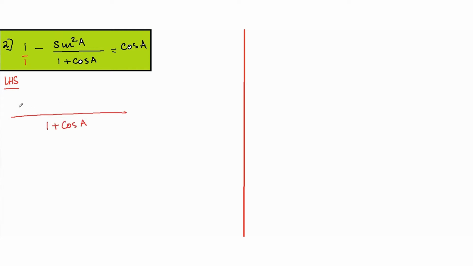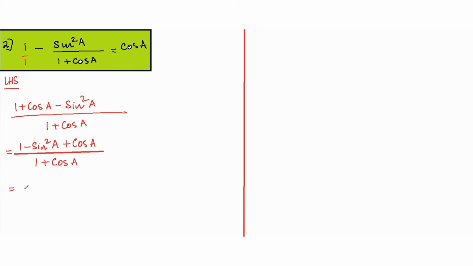And the numerator is going to be 1 plus cos a minus sine square a, right? So 1 plus cos a gets multiplied by 1. So you get 1 plus cos a. And then you have minus sine square a. So now I can group a few terms together. I can write this as 1 minus sine square a plus cos a, the whole divided by 1 plus cos a, right? This is 1 plus cos a.